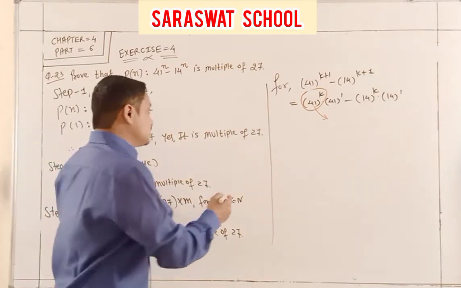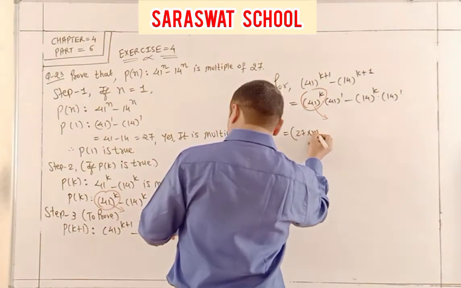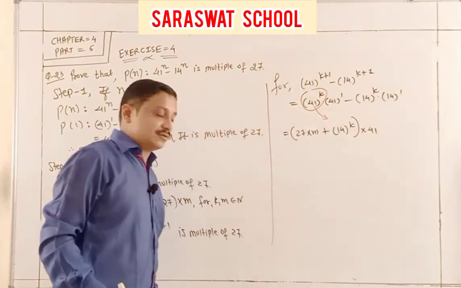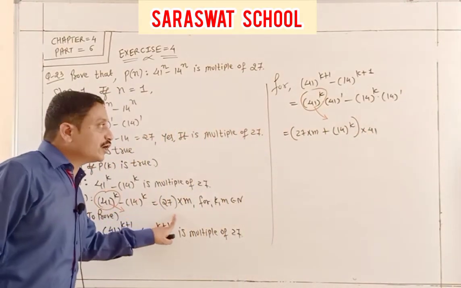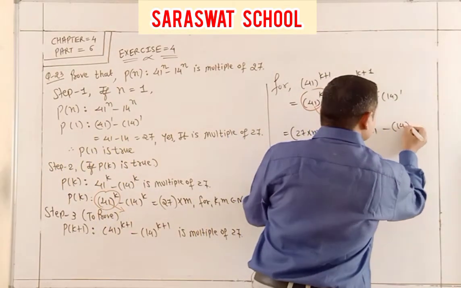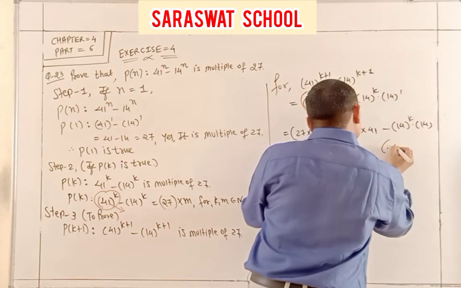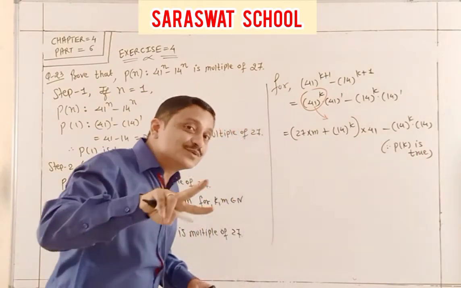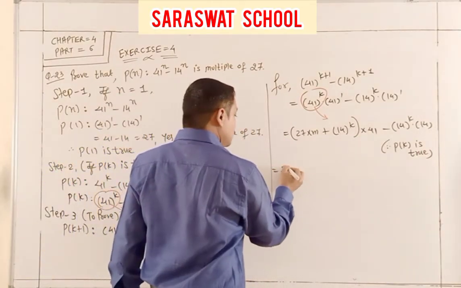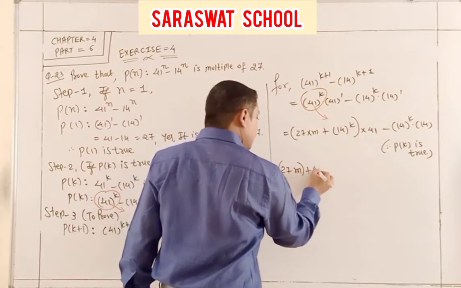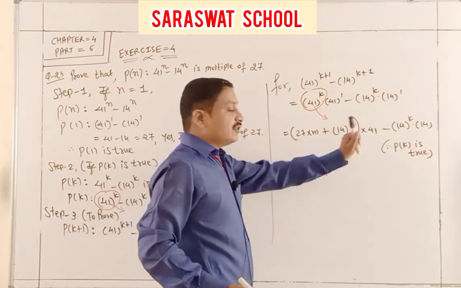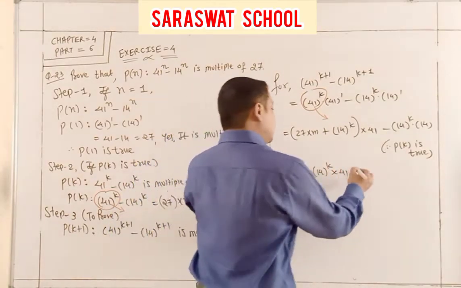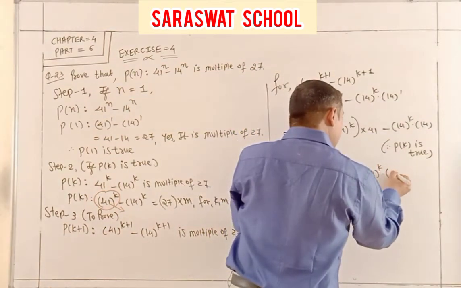Either 14 raised to k also is correct, then you carry forward here. Now 41 raised to k value is indirectly 27m plus 14 raised to k into 41. This value I carry forward right side, plus 14 raised to k and minus 14 raised to k, 14 same, because Pk is true by step 2. Now students, you do nothing: 27 into m plus 14 raised to k multiplied with 41, here 41 multiply and here 41 multiply, and minus 14 raised to k into 41.